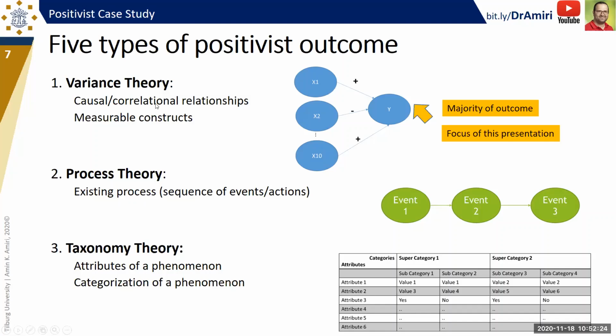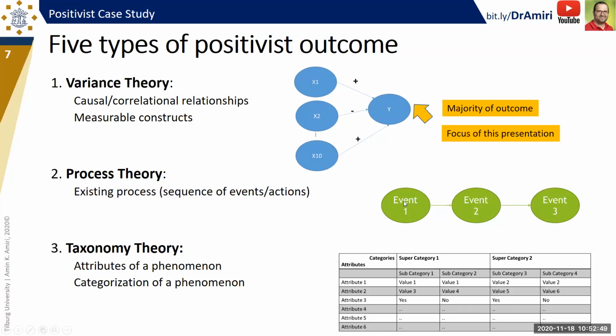Process theory is the second outcome. It's rarely seen in top journals, but it exists there. These kinds of outcome, you can find them in top journals as well. This outcome is about existing processes, sequence of events or sequence of actions.